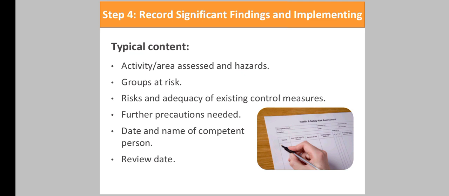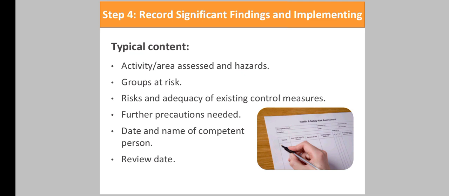Step number 4 of the risk assessment: recording significant findings and implementing. In this step we will record all the significant findings which we already studied. In step 1, identify the hazards; in step 2, identify the people who might be at risk; in step 3, evaluating the risk and deciding on precautions. In step 4, we will collect all this data from step 1 to step 3.